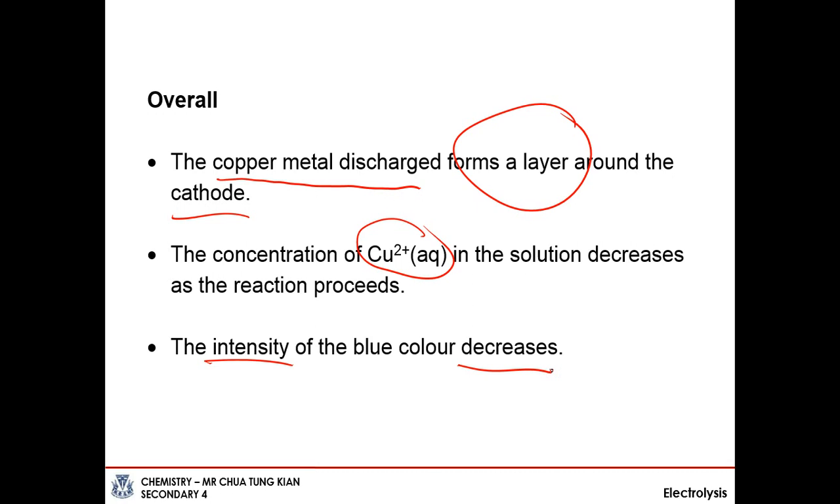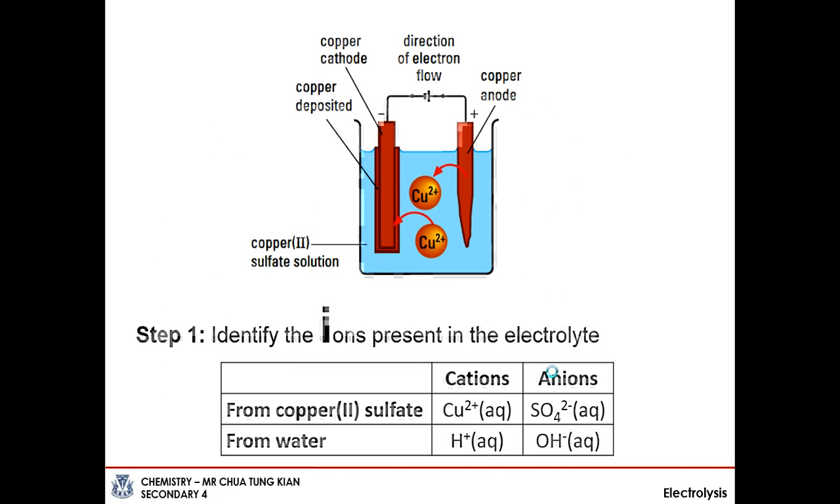But is there a way for us to ensure that the Cu2+ concentration does not decrease? In fact, there is a way, and we just have to change the electrode. So let's take a look now. Earlier we used graphite as the electrode. Now we are using copper.